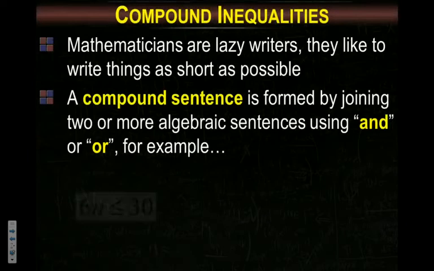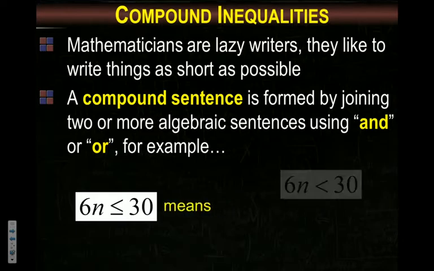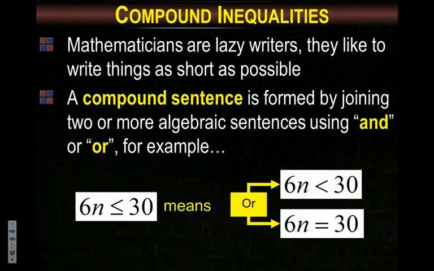Okay, now, as I've said before, mathematicians are super lazy. So they tend to write things in what are called compound sentences. This is the compound sentence. It combines the words and or into the sentence. So this means 6 times n is less than or equal to 30. Right? It means or in the middle. It means 6 times n is less than 30 or 6 times n is equal to 30. I've combined these two things into one symbol. That's what the or means.